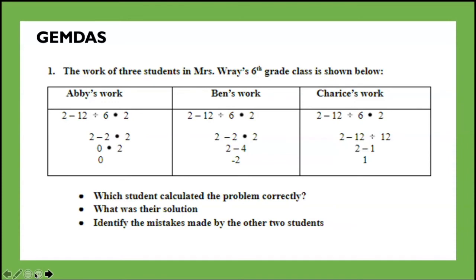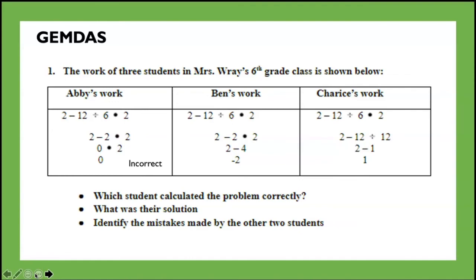Again, we go back up to order of operations. We don't have grouping. We don't have any exponents. We have multiplication or division. In this case, we have multiplication. But Abby did the subtraction first. So in Abby's case, her answer will be incorrect. So let's go to Ben's work.